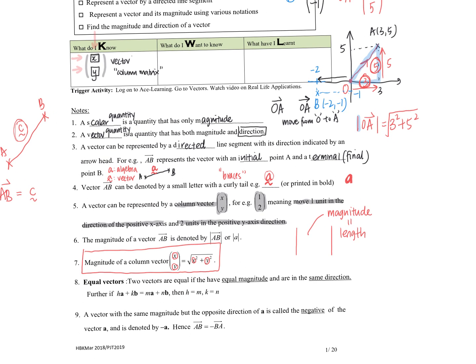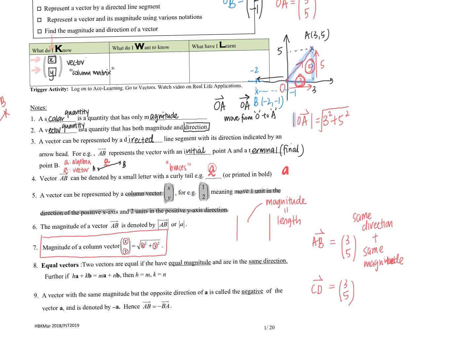Okay, so if I tell you two vectors are equal, for example, AB is (3, 5) and the other vector, CD, is also (3, 5), I can say they are equal because they are in the same direction and they have the same magnitude. So they must fulfill two things for two vectors to be equal. If I were to draw it out, it will disappear.